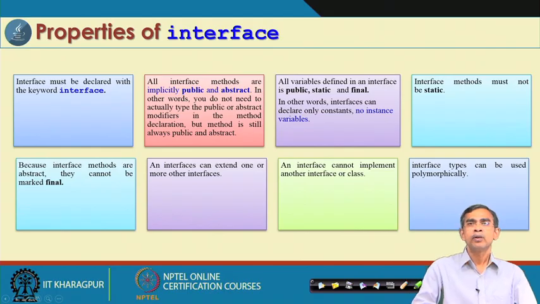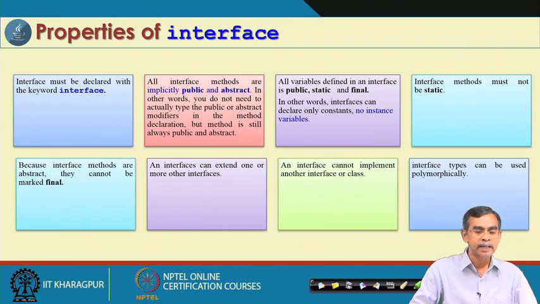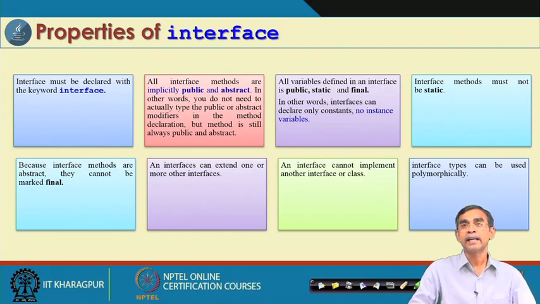Now, before going to the full code about the interface, let us briefly summarize again the interface and its characteristics. As we have discussed, the interface must be declared with the keyword interface. All interface methods are implicitly public and abstract, as I have already told you, because you need not mention it explicitly. All variables in an interface should be public, static and final.